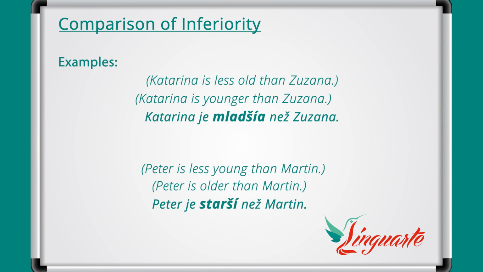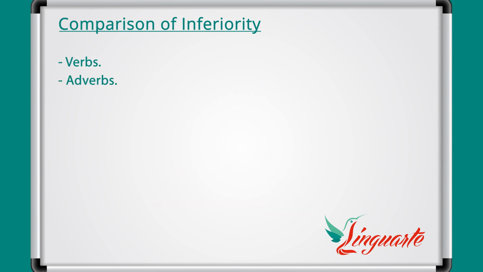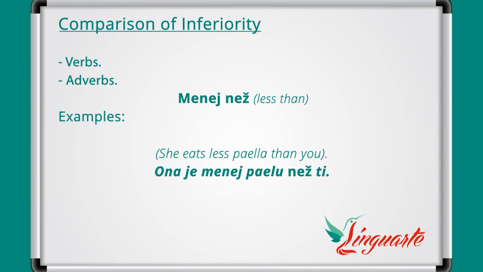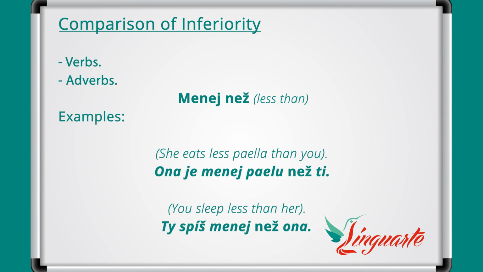It is important to mention that we can use comparisons of inferiority, but mostly when comparing verbs and adverbs instead of adjectives. The form used is menej než, less than. So we say, she eats less paella than you. Ona je menej paelu než ty. You sleep less than her. Ty spíš menej než ona.